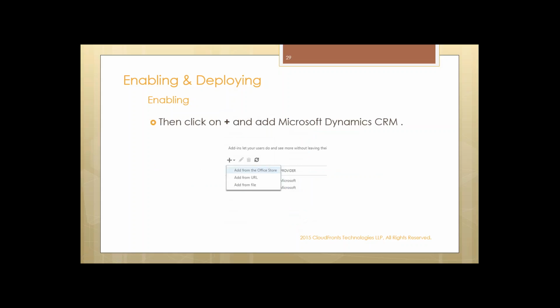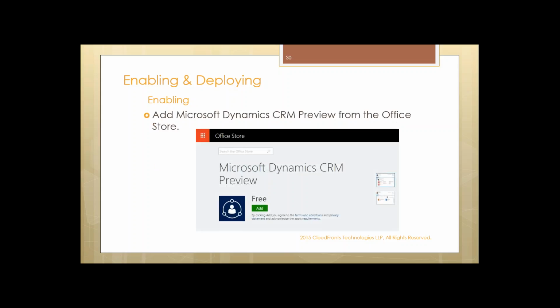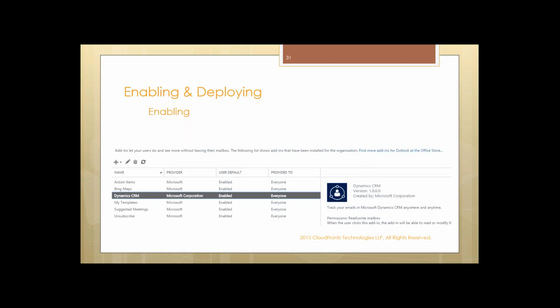In the add-in section, you can add this particular feature from the Office Store. Once you click on add from the Office Store, it will take you to the Office Store, and you have to search for this particular application, Microsoft Dynamics CRM Preview. And you can add that. Once it's added, if you need to, refresh once, and it appears in your list.